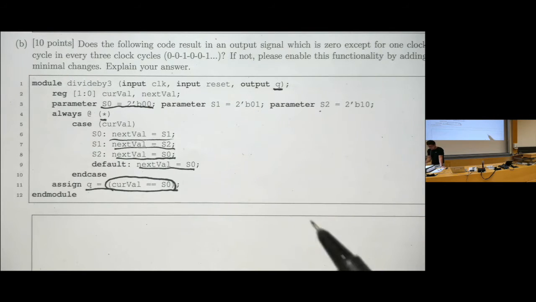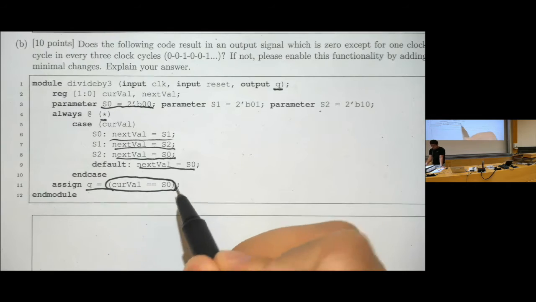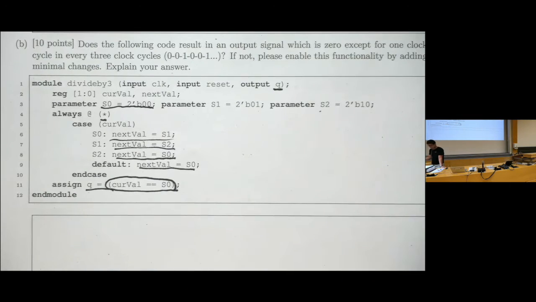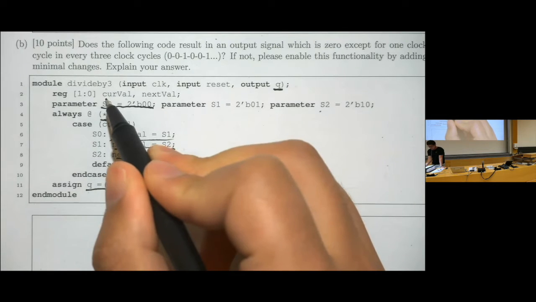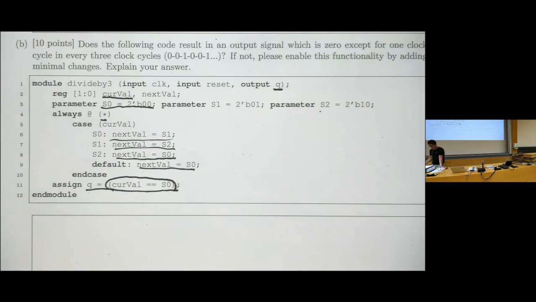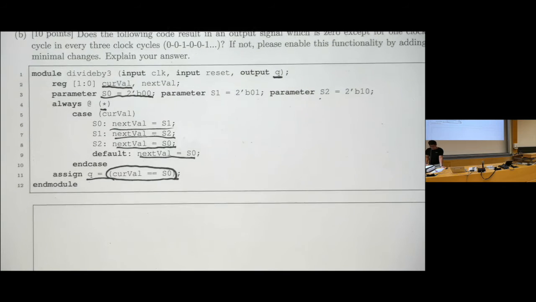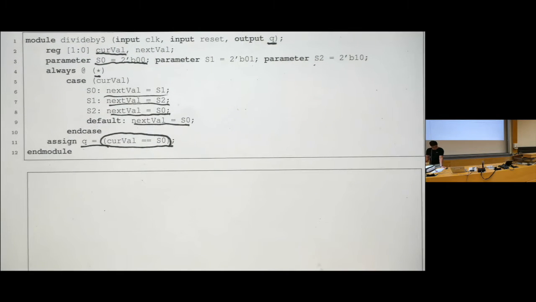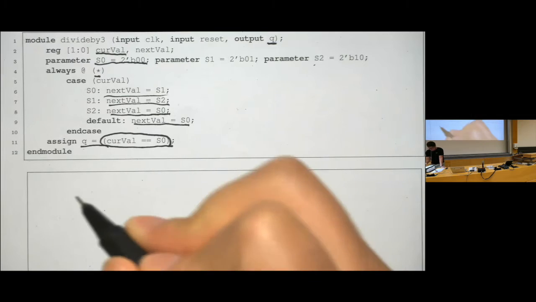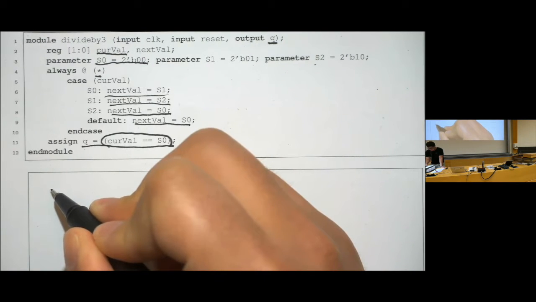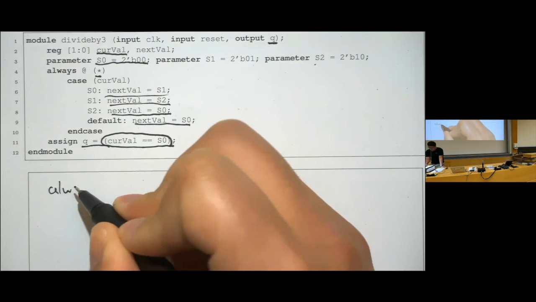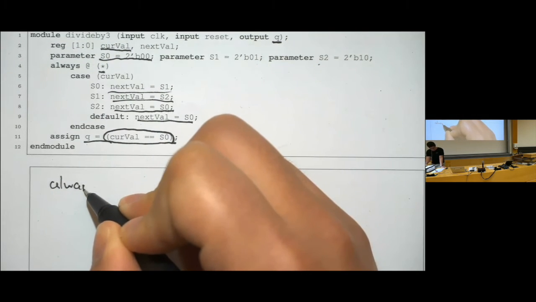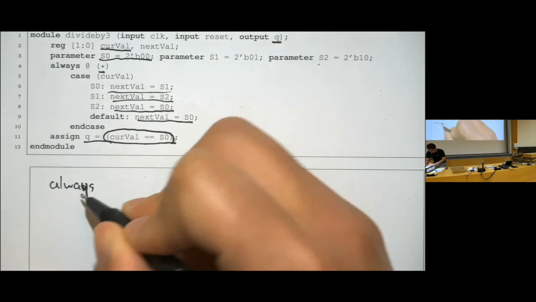But the problem is, you can see that when the current value is S0, Q becomes 1. But current value is only declared here, and there are no assignments to it. So this is supposed to be a state register, but the code that will make it a state register is missing. And to do that, we need to add 2 lines of code, basically. And we need to add a new always block to make sure that the data is registered. The next value is registered to the current value when we want it. So maybe 3 lines.